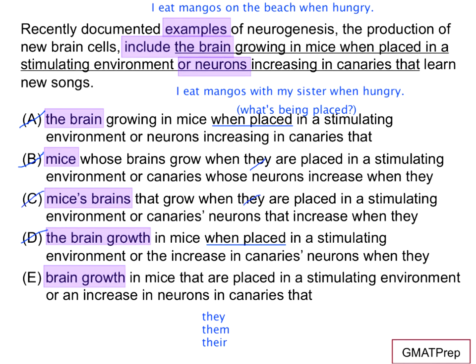And that leaves us with E, and I sure hope it's right. So let's go check E. So what did E do? It took when out entirely, and it changed it to that are placed. So is that okay? Tell me why. Why is it okay to say that are placed instead of when?